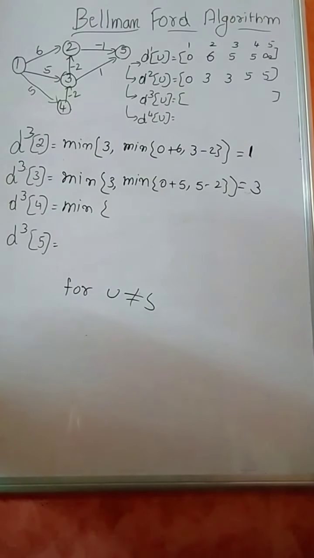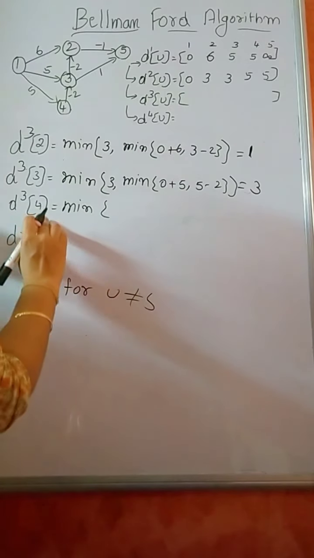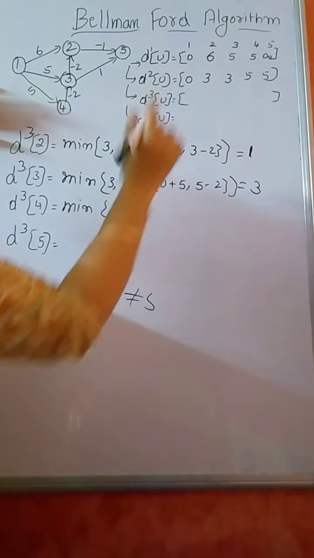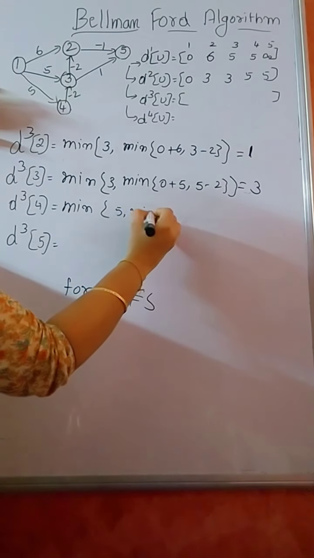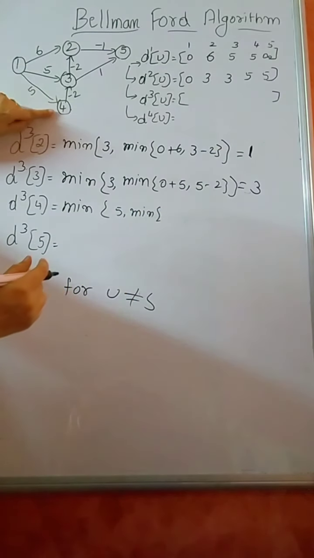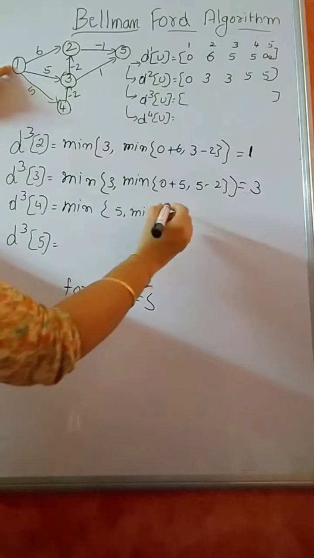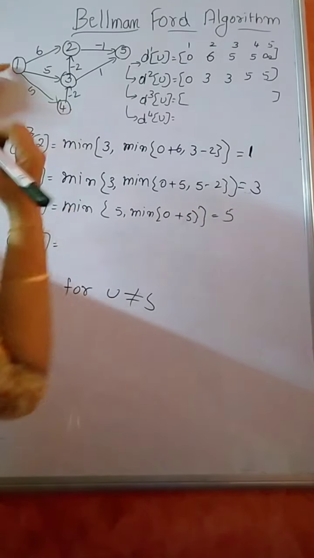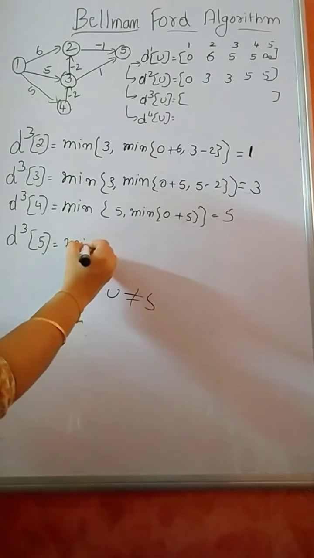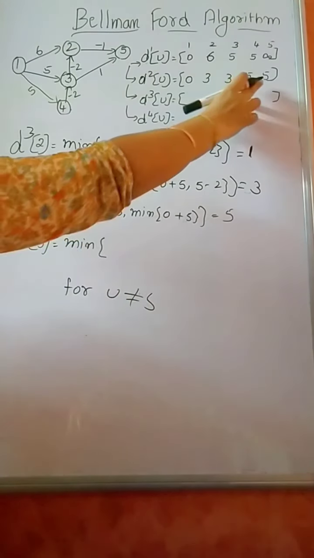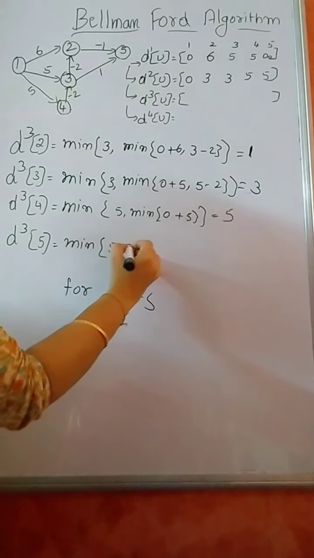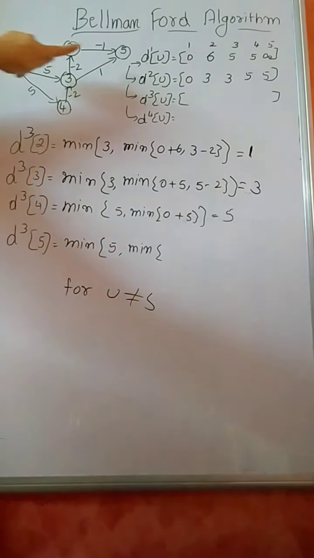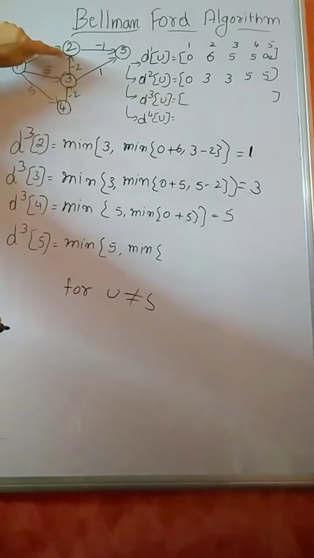Now it is min of. Now what is the previous distance to 4? It is 5. That is this one. Okay. Now how many incoming edges are you having? Since there is only one incoming edge, that is from 1, that is 0 plus 5. So there is no change. It is 5 only. Now what is the previous distance to 5? Previous distance to 5 was 5. Now how many incoming edges are there for 5? There are 2 incoming edges, one from 2 and one from 3.